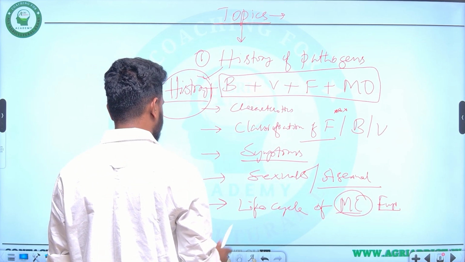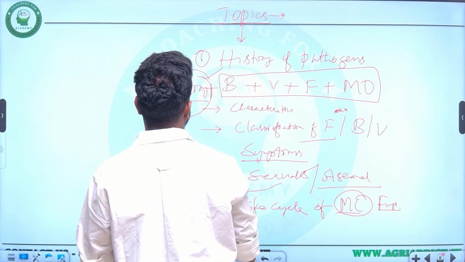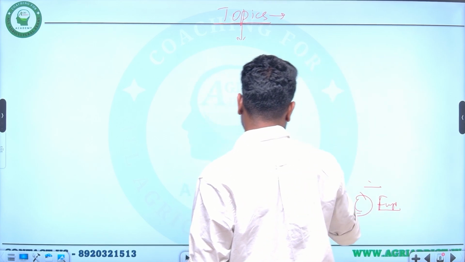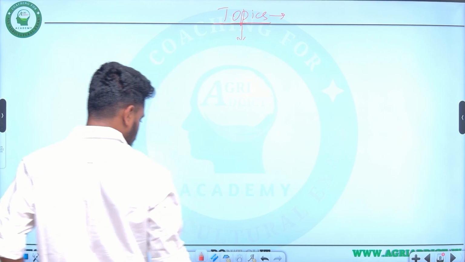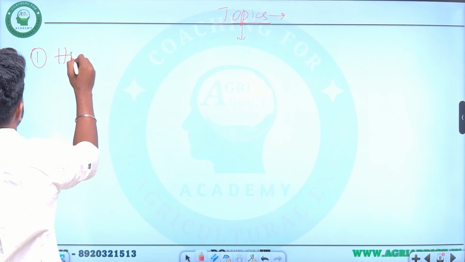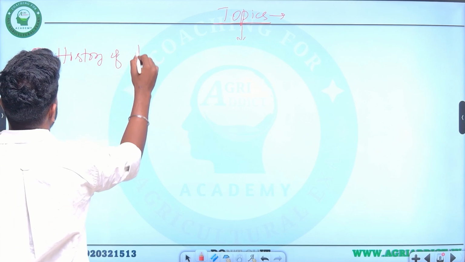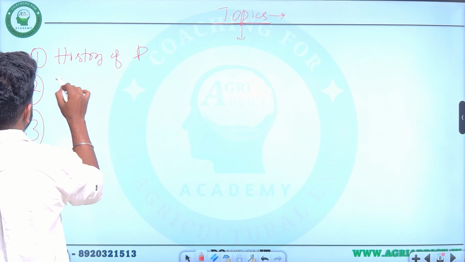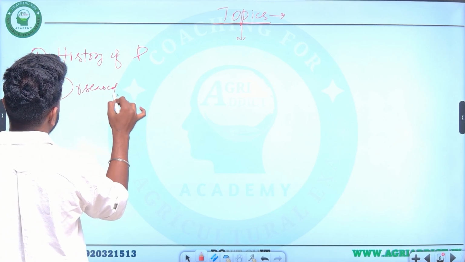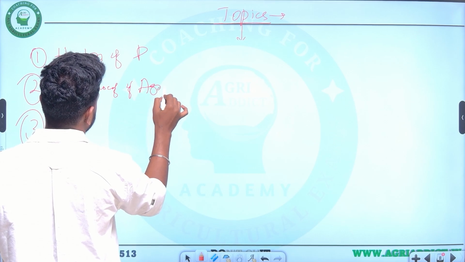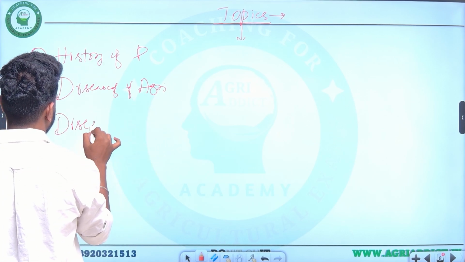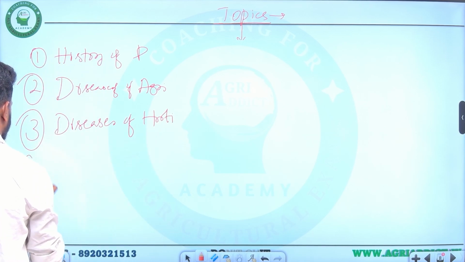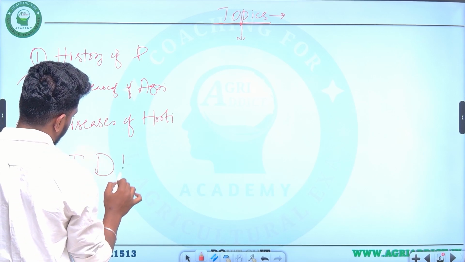So next, apart from this, the second unit. I'll list the units here in short form first, and then let's discuss each one of them in detail. First one, I told you about the history of pathogens, right? Second and third, you can differentiate as the diseases of agriculture crops and diseases of horticulture crops. And last is about IDM, integrated disease management.